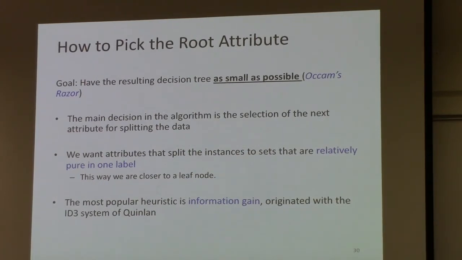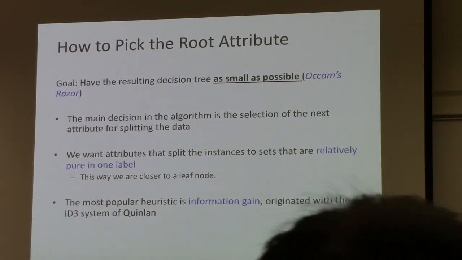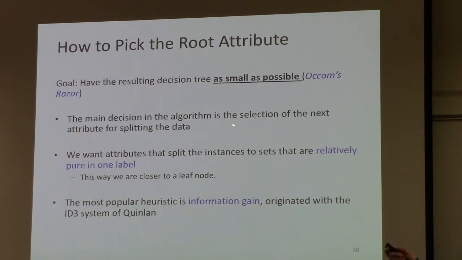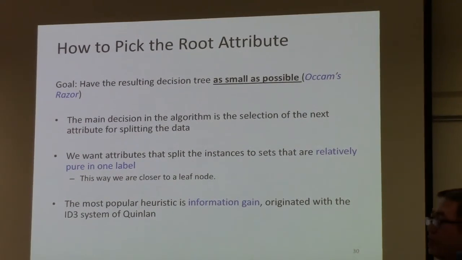Before we introduce information gain, let us review our strategy for decision tree construction again. Our goal is to have the resulting decision tree be as small as possible. The main decision for our greedy heuristic algorithm is to select the next best attribute to split the data. We want our attributes to split the training instances into subsets that are relatively pure in one label. In this way, we expect to be closer to a leaf node. This is the essential assumption of our greedy heuristic decision tree construction algorithm. Then to evaluate the pureness of data subsets, we introduce the information gain principle, which originated with the development of the ID3 algorithm proposed by Quinlan.